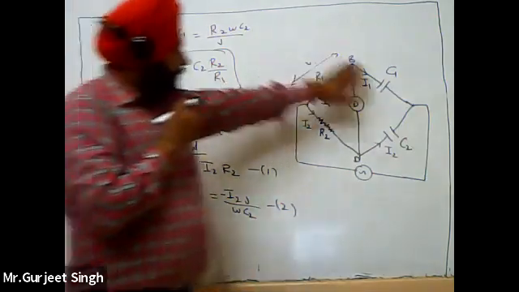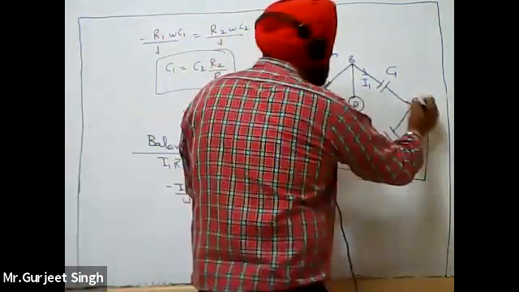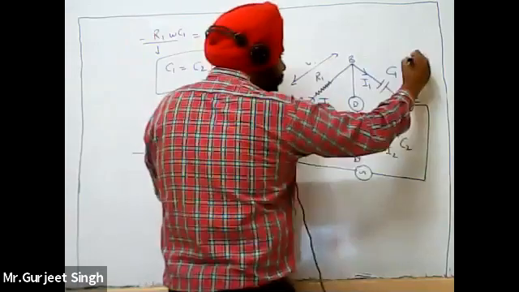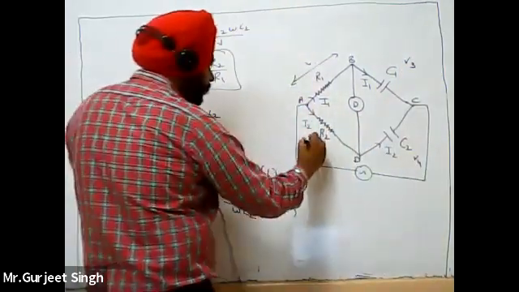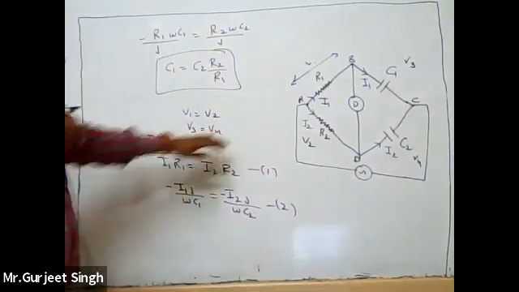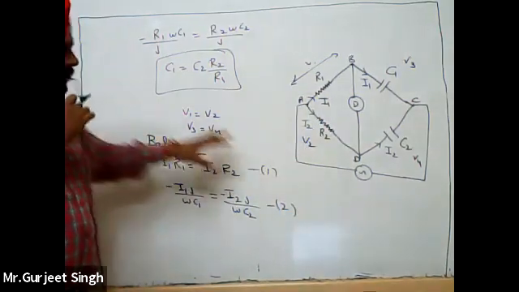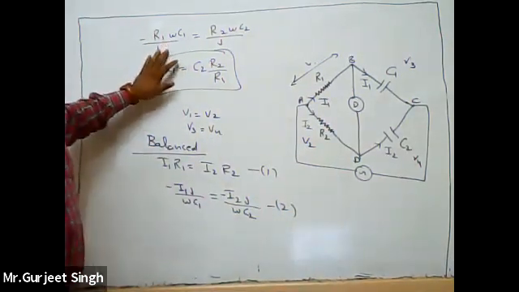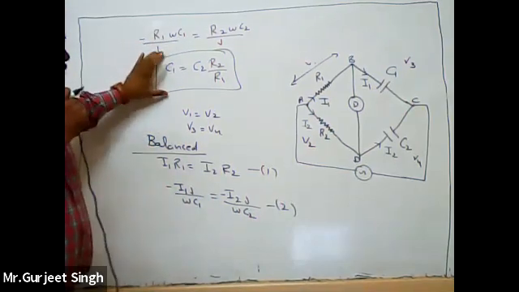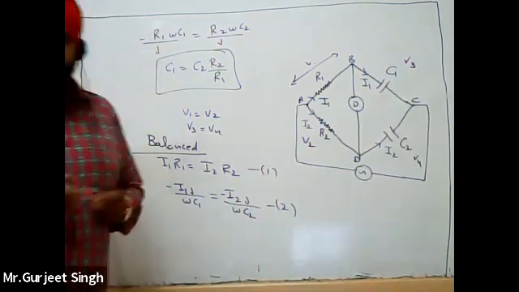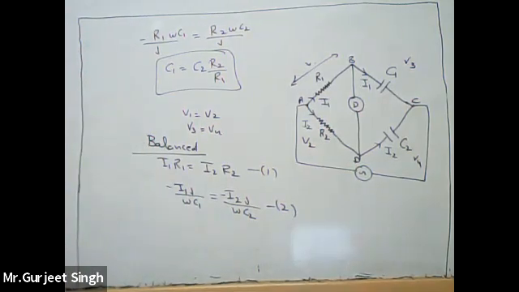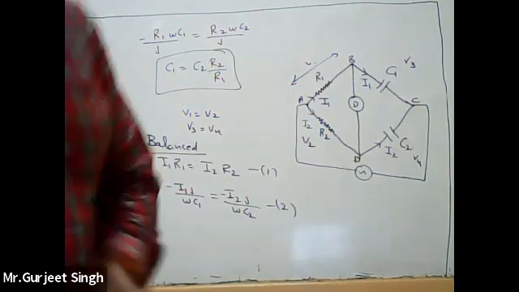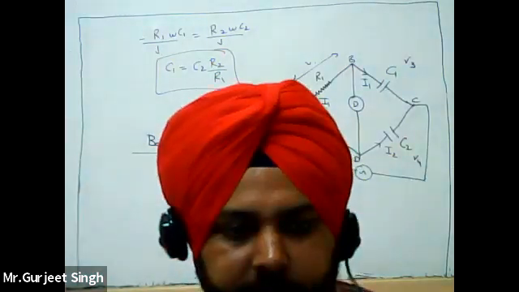Then for BC, we take the voltage V3. This is V3, this is V4, and this is V2. So we find the values of the voltages that are equal. Then, separating the real and the imaginary parts, we find the value of the unknown capacitance. So this is the Desauty bridge, and it is used to find the value of the unknown inductance.